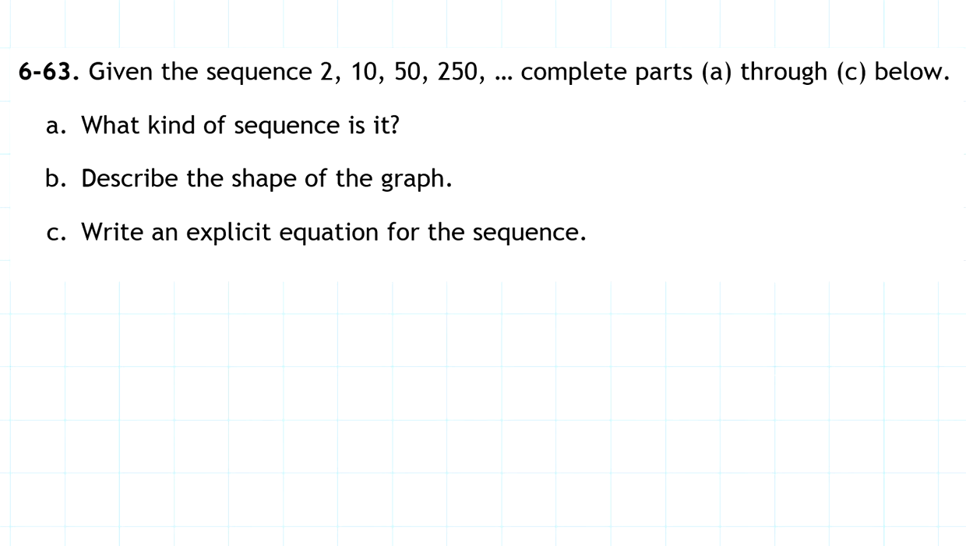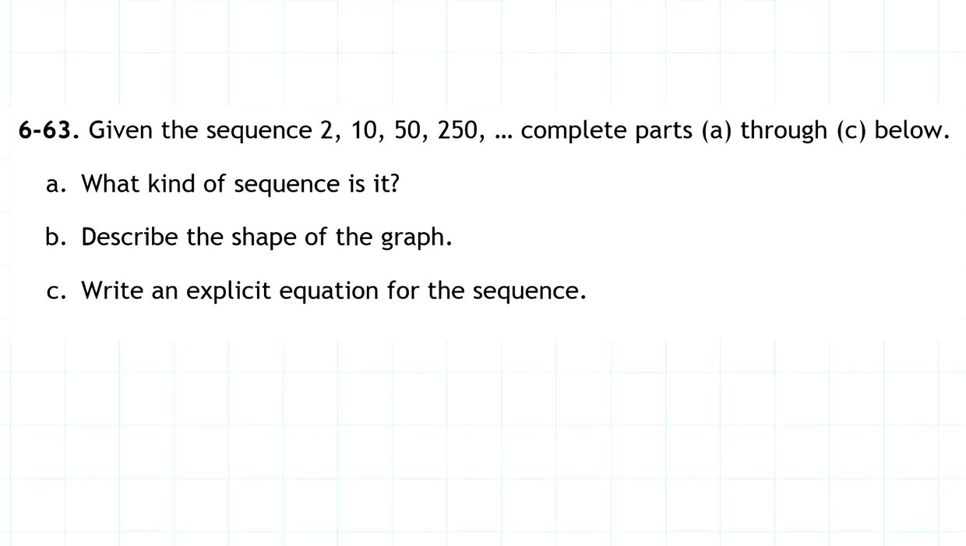So given the sequence 2, 10, 50, 250, complete parts A through C below. First of all, it says describe what kind of sequence it is. The two types of sequence we've been dealing with are arithmetic and geometric. In an arithmetic sequence, we would be able to identify it because our terms would have a common difference. In other words, we would be adding the same value each time.